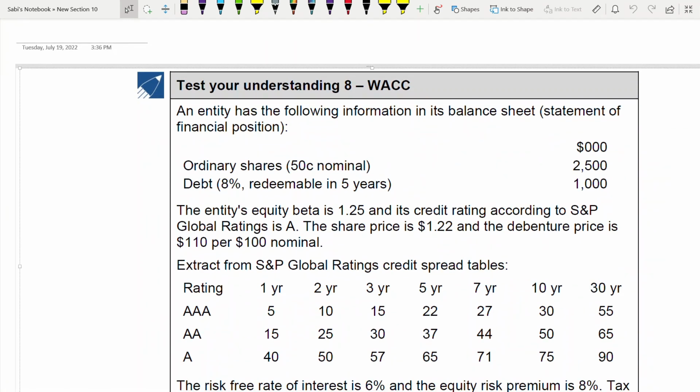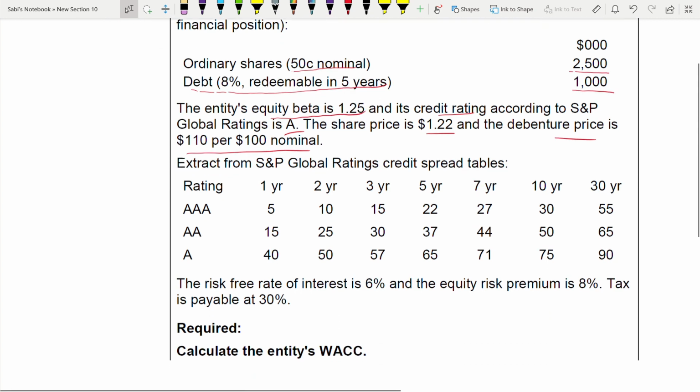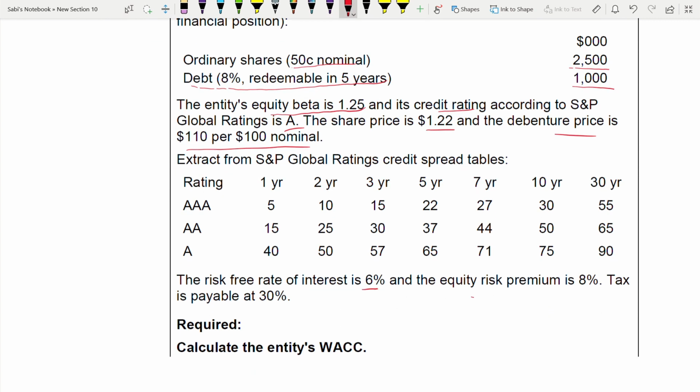An entity has the following information in its balance sheet. You have been given ordinary shares 50 cents nominal, 2,500, that means 2.5 million. Debt 8% redeemable in 5 years, 1,000. Entity's equity beta is 1.25. Credit rating is A. Share price is 1.22. Debenture price is 110 per 100 nominal. Now you have been given that credit spread table. You have been given risk-free rate as 6%, equity risk premium 8%, taxes 30%, calculate WACC. Everything is given. This question needs to be very simple for you, but it requires a lot of working. Okay, and you need to know where to start from.